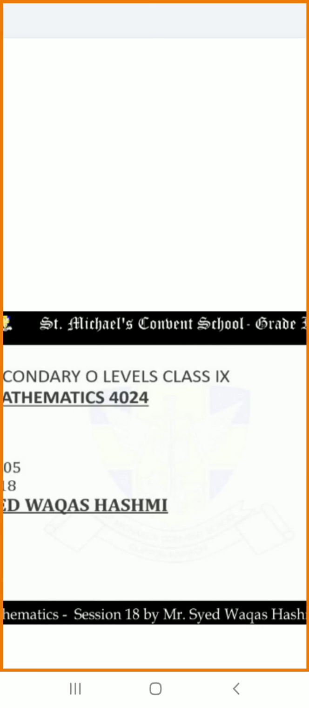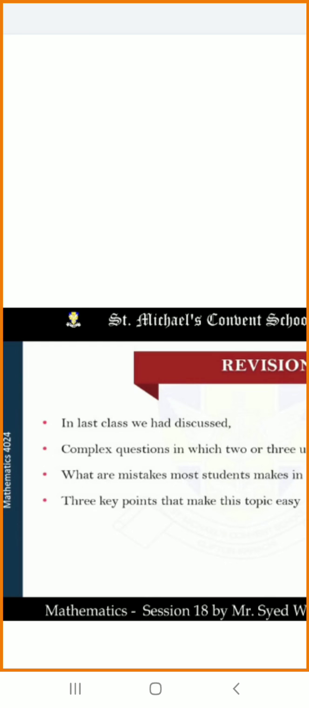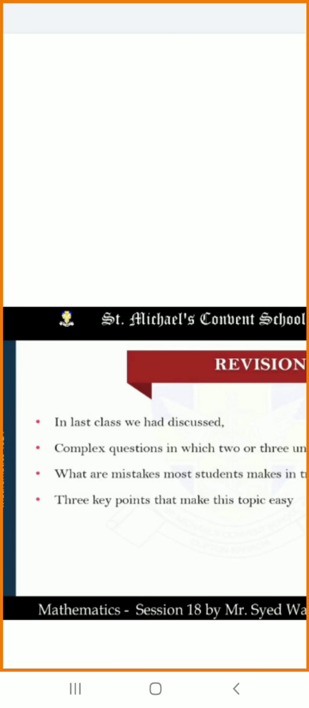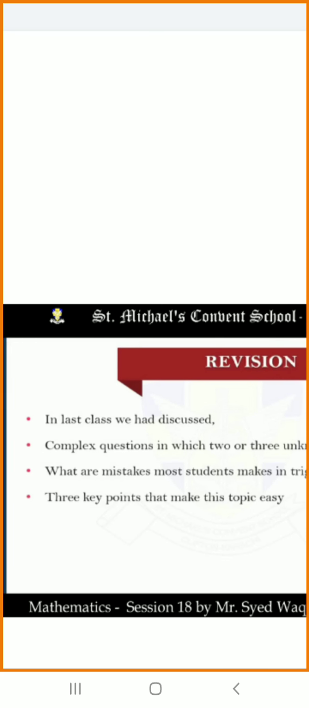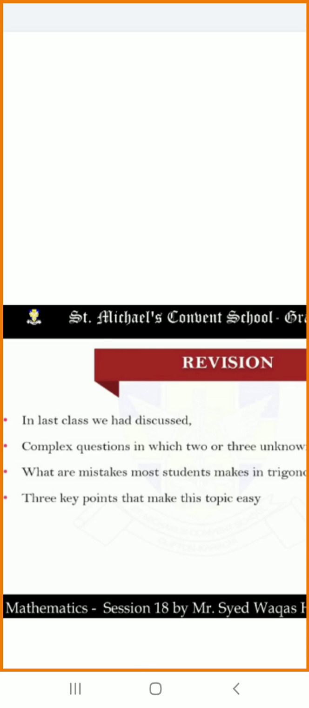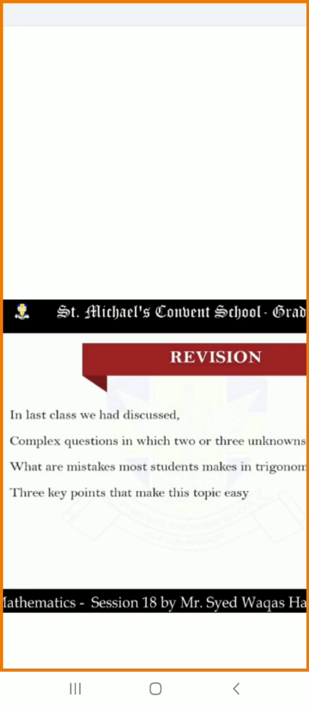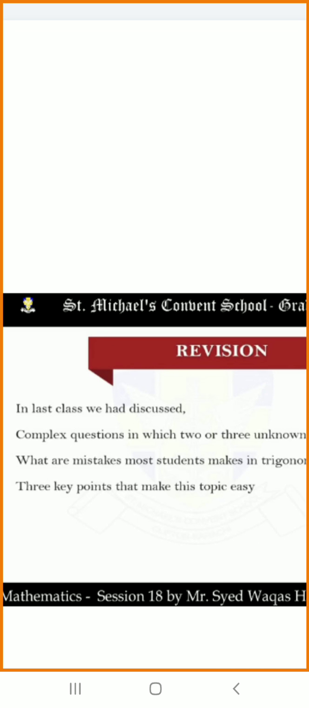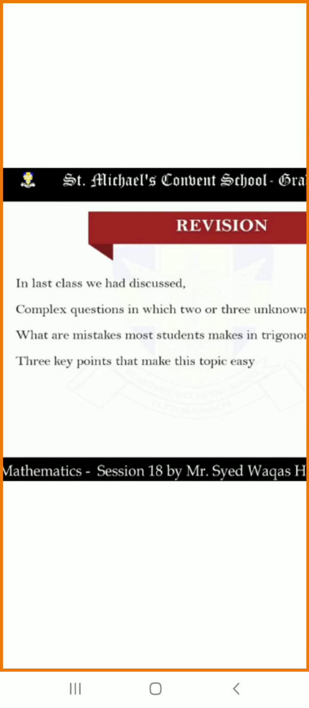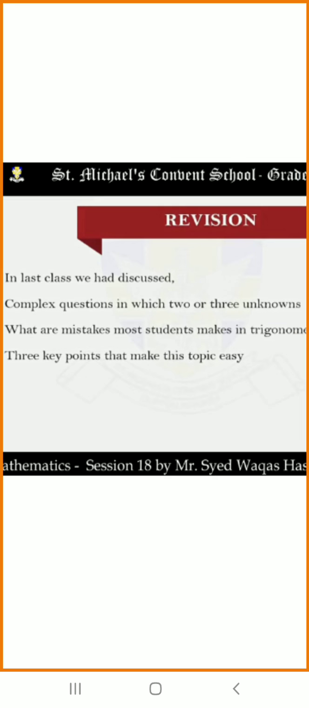I welcome you today class, that is lecture number 18 and it's week number 5. We were discussing the topic trigonometry, and in last class we had discussed some of the complex questions in which more than 2 unknowns are involved, and we had discussed what are the common mistakes that most students make in this topic trigonometry and which key points we should follow to make good progress in this topic, right? So we had discussed all these things in last class.